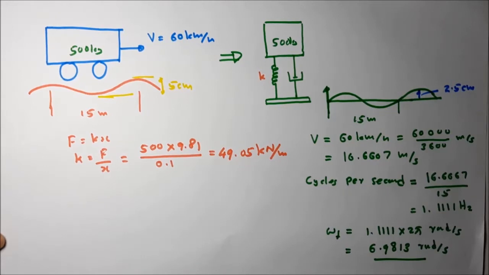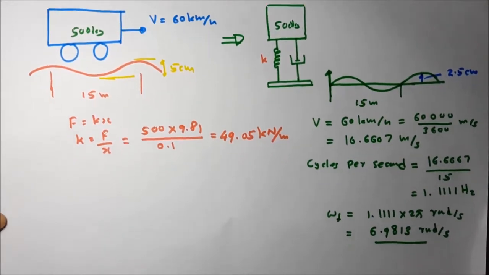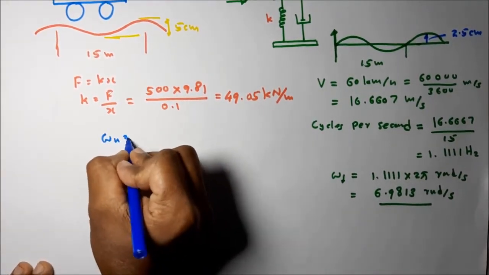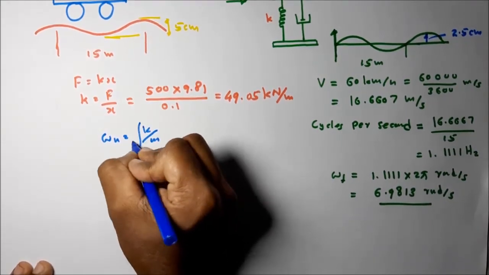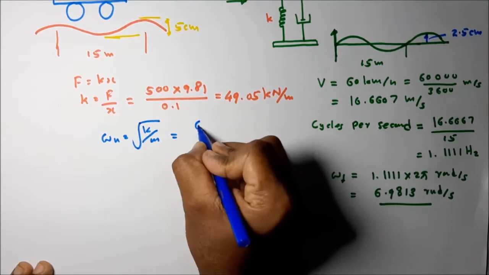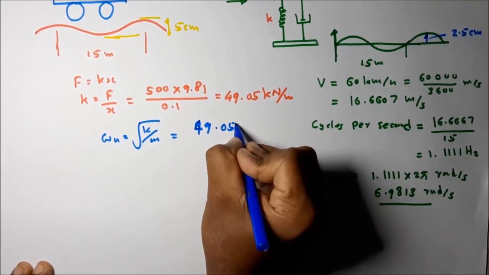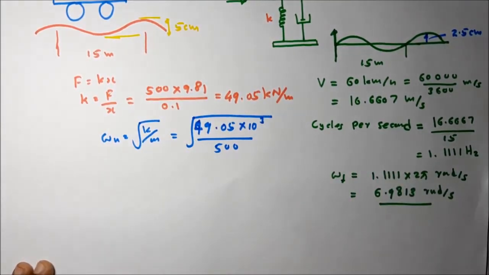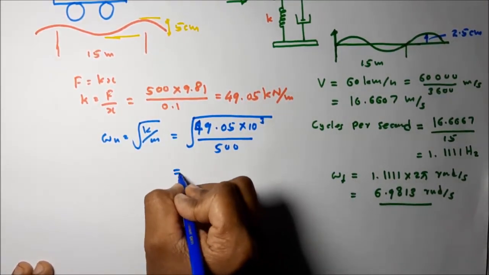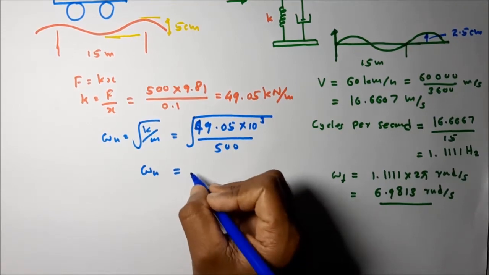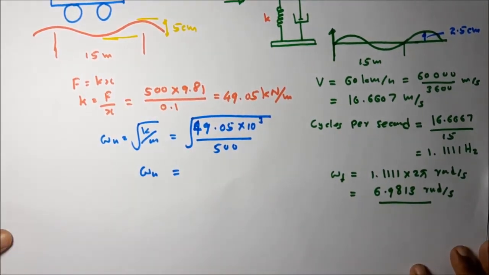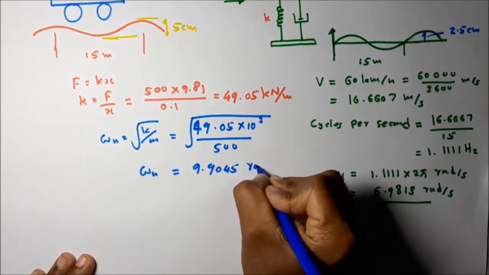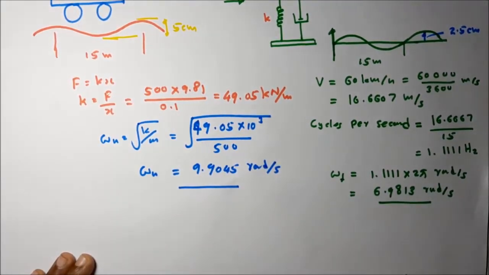Okay. At the same time, we can calculate system natural frequency. What is the system natural frequency? Omega n is equal to square root of k divided by m. What is k? 49.05 into 10 to the power of 3 divided by 500, into square root. I have already calculated this value. That value is omega n equal to 9.9045 radians per second.